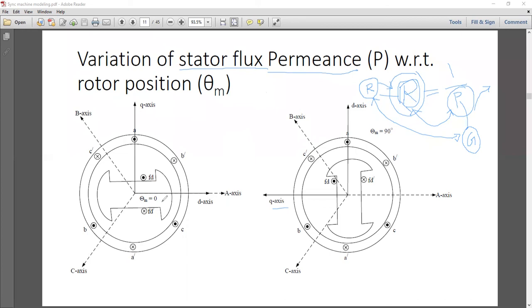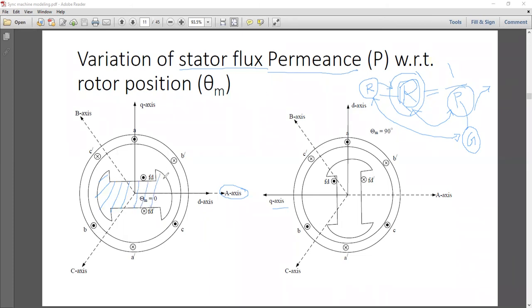So now let's see, we are starting at theta m equals 0. We are trying to find out how easily we can establish MMF along the A-axis. Now, what is this material? Can anyone tell? Probably I asked the same thing earlier in one of the lectures. What sort of material is this?